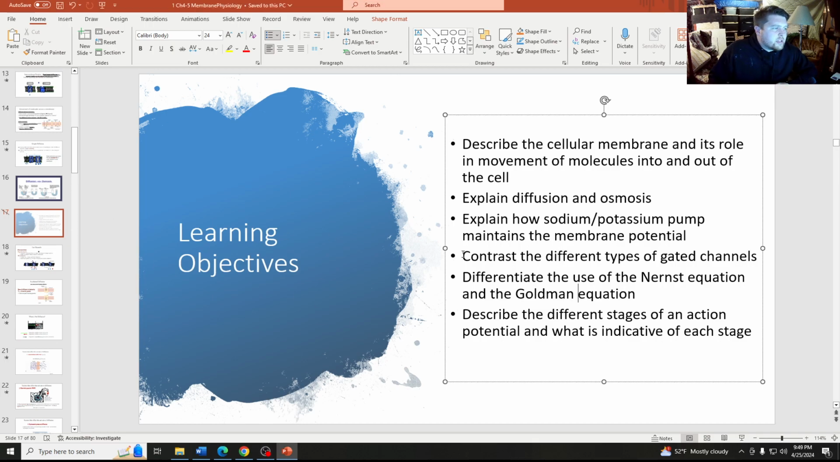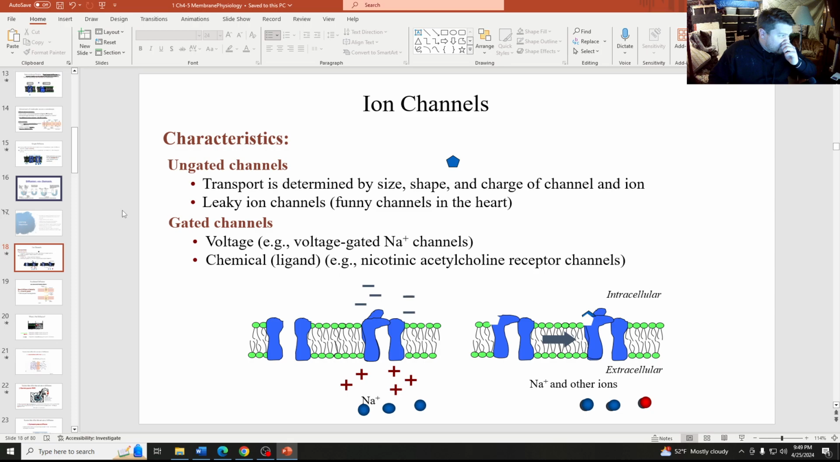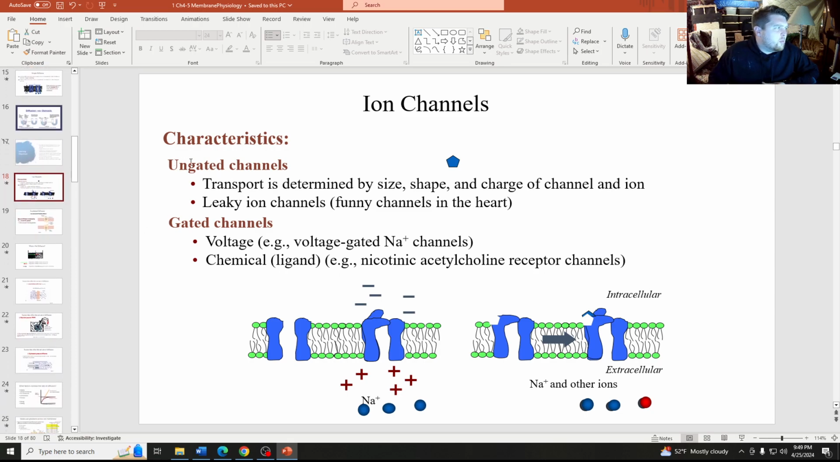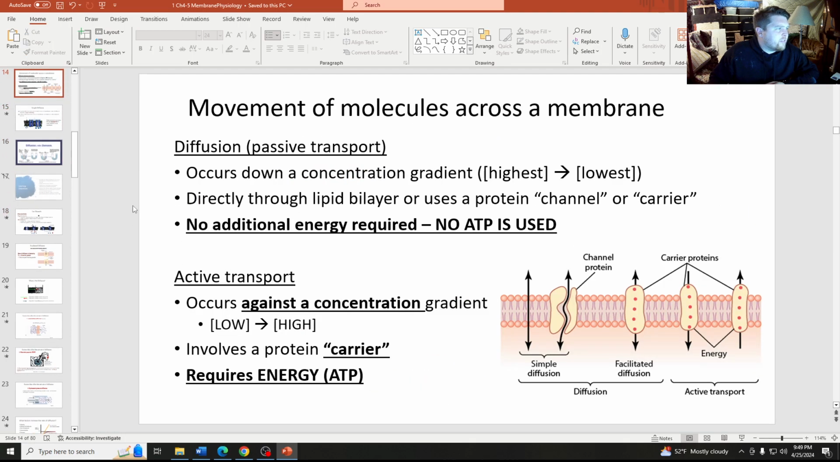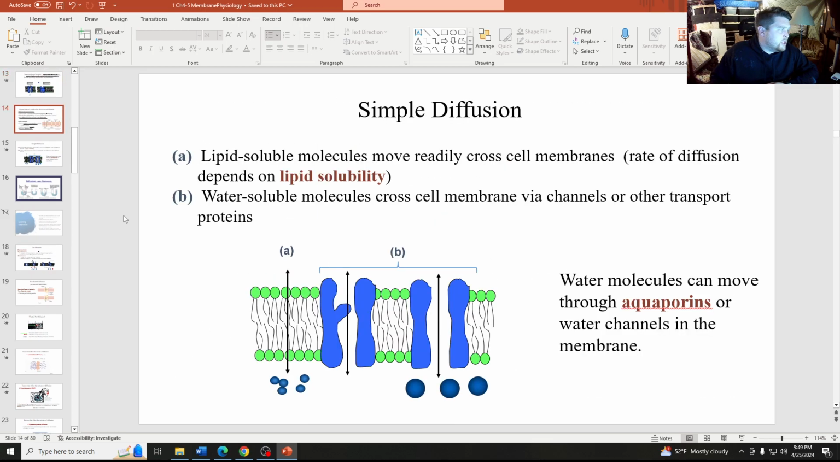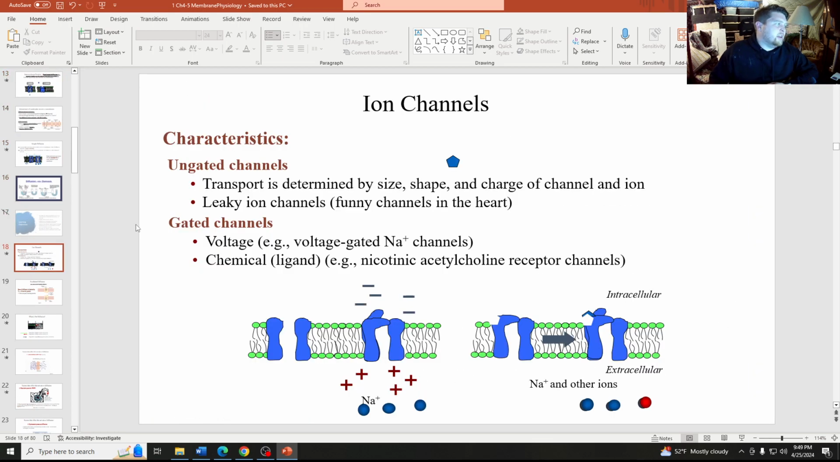So this first one, we're going to talk about the contrast and differentiation of our gated channels. So looking at ion channels, we have two different types. Remember, when we talk about facilitated diffusion, we had the ion channels and the carrier proteins. We're going to focus in right here on the ion channels and what they do and what those look like.